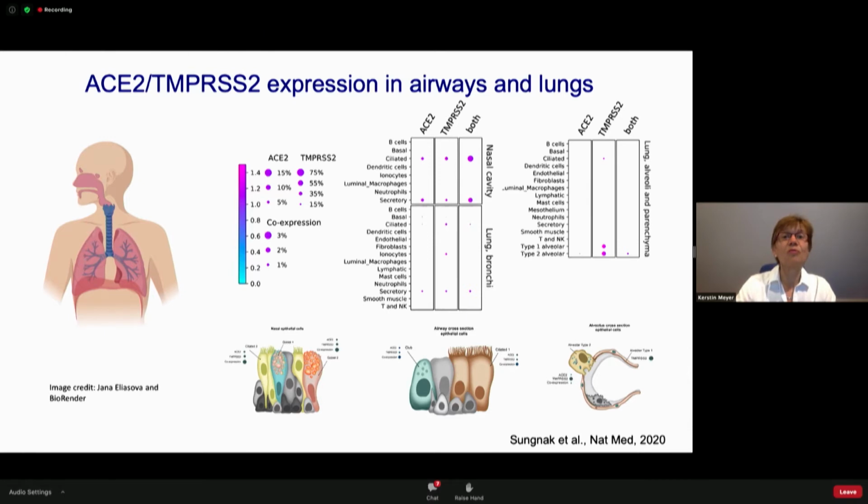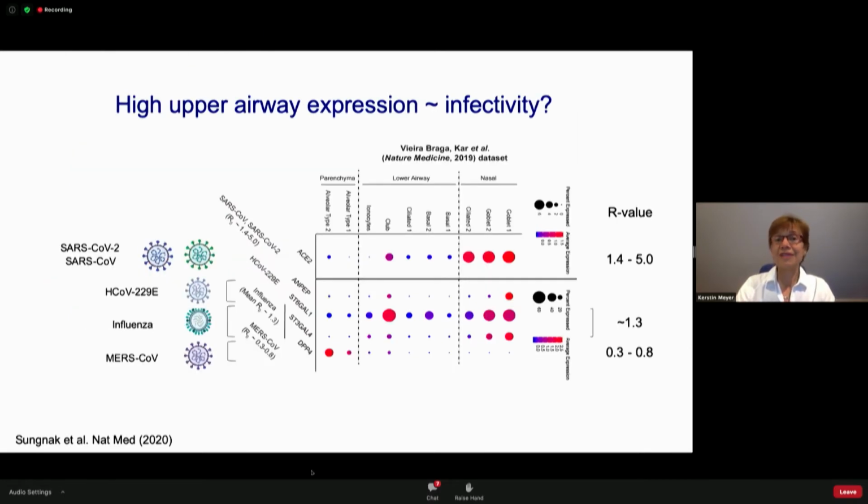Another thing that is possible with the data from the Human Cell Atlas is, for example, to compare receptor expression and then ask whether that tells us anything about transmissibility. What this slide shows is a number of different viruses: SARS-CoV and SARS-CoV-2, which of course bind ACE2, and here is the expression that I've just shown on the different slide. We can now compare that to a number of other viruses, like another coronavirus, influenza and MERS, which bind ANPEP, ST6GAL1 and 4, and DPP4 respectively, and compare expression.